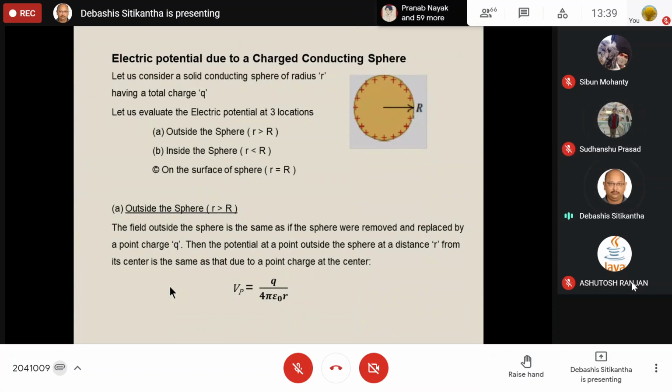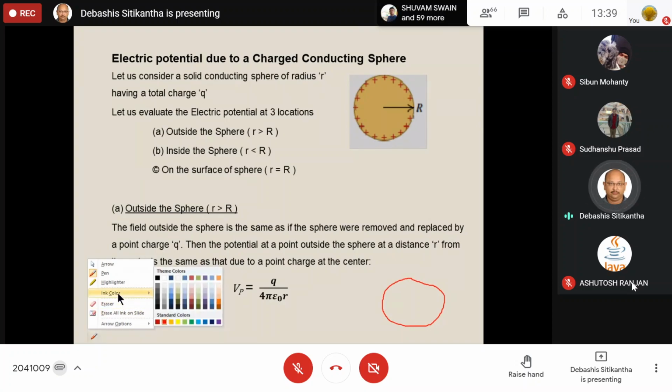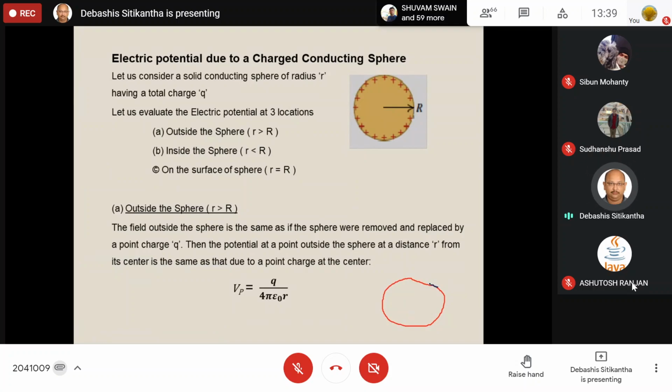Okay. Now let me tell you another important thing, maybe I haven't told you people. Suppose I have a sphere like this, and let us say it is an insulated sphere. So if I have an insulated sphere, how is it going to look? Suppose I insulate it on the top like this. Then remember, all the positive charges will be on the inner periphery.